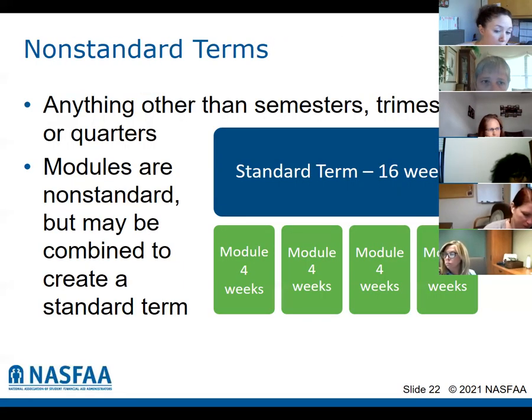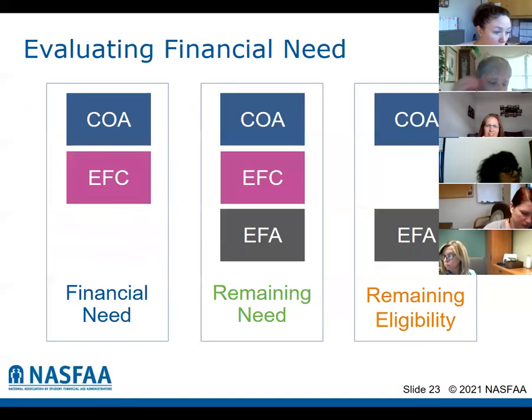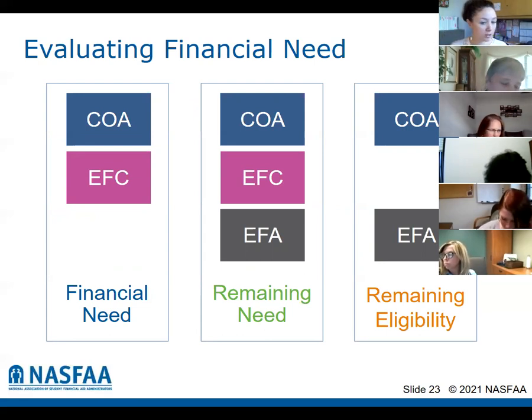And you may be non-standard, or you may be non-term, which is really scary. I don't ever want to work anywhere that's non-term. But so we like the definitions and the understanding of the terms makes things easier. Okay.